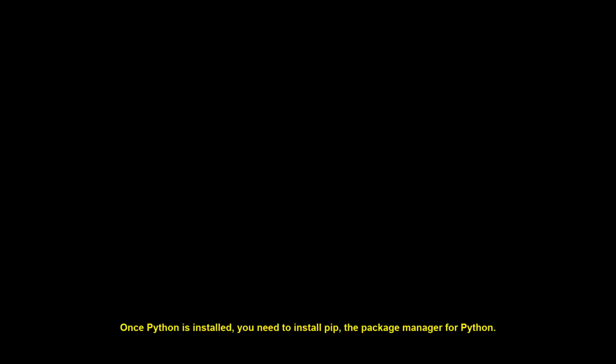Once Python is installed, you need to install pip, the package manager for Python. Verify pip installation by typing pip --version in your terminal. If pip is not installed, follow the instructions on the pip documentation page to install it.